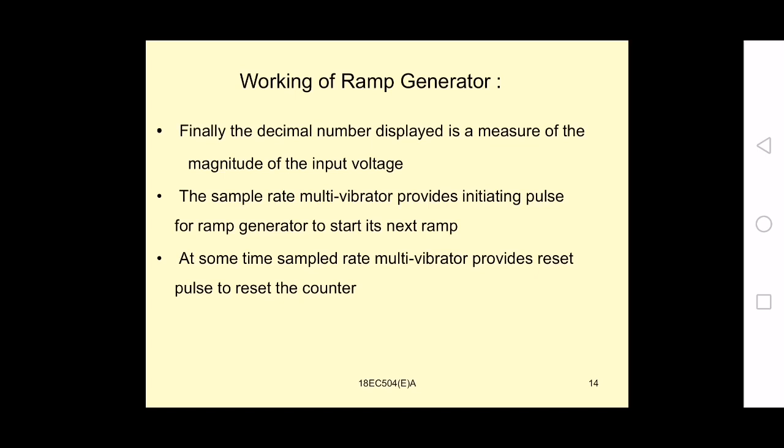Why is it required? The previous value will be recorded in the counter, and that would be displayed for the next measurement. For that not to happen, we give the reset pulse to the counter also. We provide the next ramp signal to the ramp generator by this sample rate multivibrator, as well as resetting the counter by this sample rate multivibrator signal.